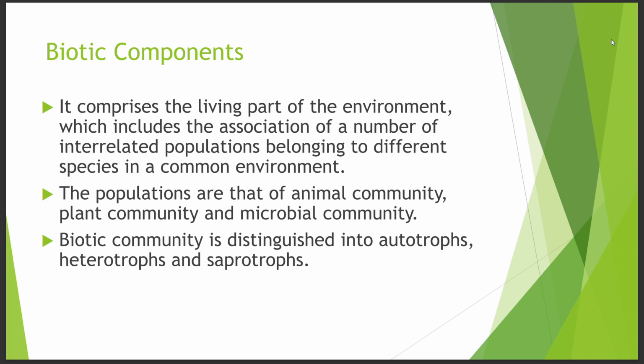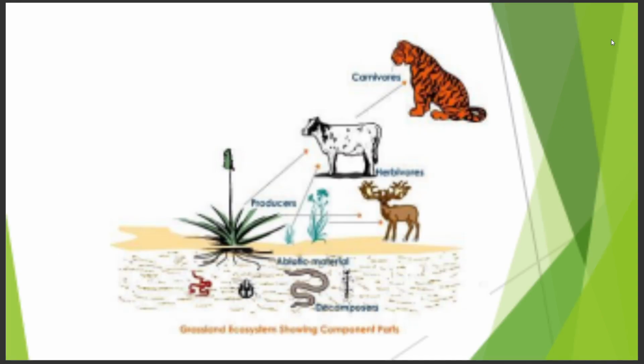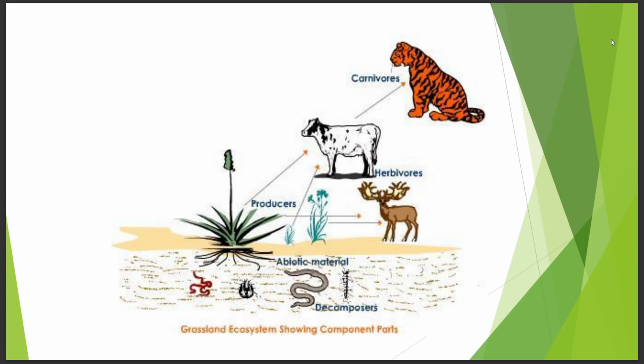So the populations of the living, that is the communities, are animal, plant, microbial, everything. The biotic community is distinguished into autotroph, heterotroph and saprotroph. Okay, so this is a grassland ecosystem. Here we can see decomposers. The decomposers break down the complex organic matter, and that is fed to the plants as nutrients. The plants get nutrients from that, and plants are the producers.